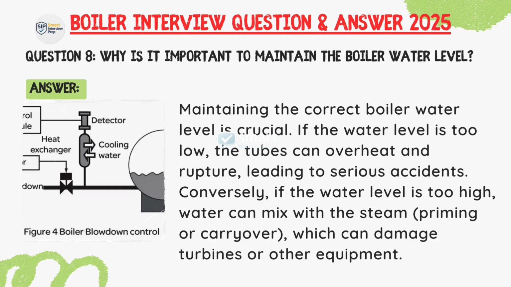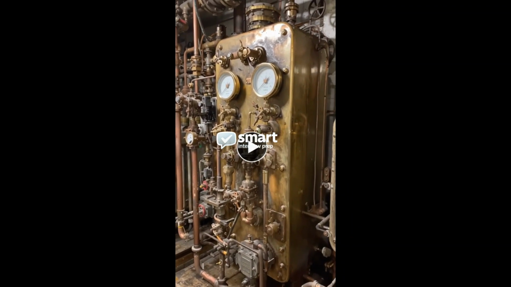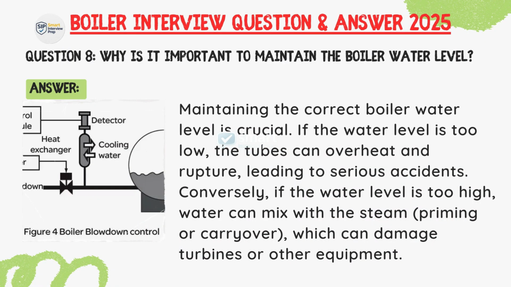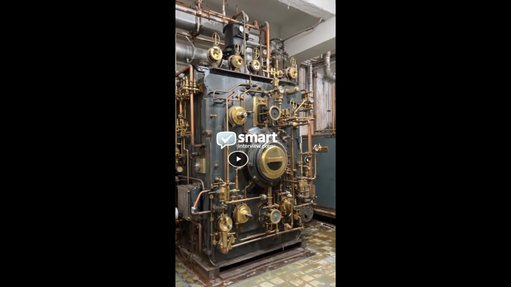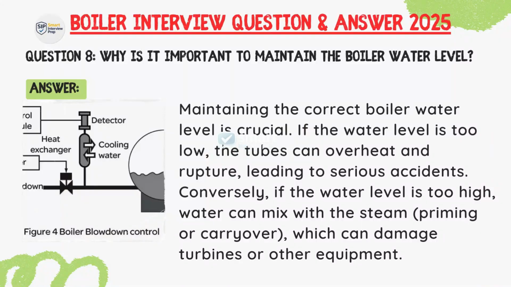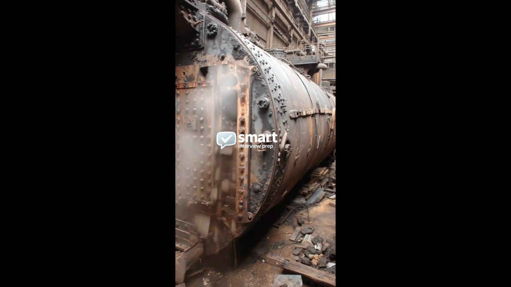Question: Why is it important to maintain the boiler water level? Answer: Maintaining the correct boiler water level is crucial. If the water level is too low, the tubes can overheat and rupture, leading to a serious accident. Conversely, if the water level is too high, water can mix with the steam, causing priming or carryover, which can damage the turbine or other equipment.